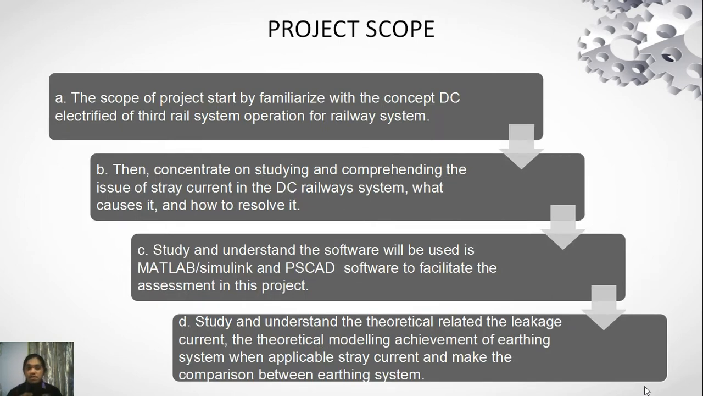For my project scope, first, the project starts by familiarizing with the concept of DC electrification of the third rail system operation for the railway system, and then concentrating on studying and comprehending the issue of stray current in the DC railway system, what caused it and how to solve it.